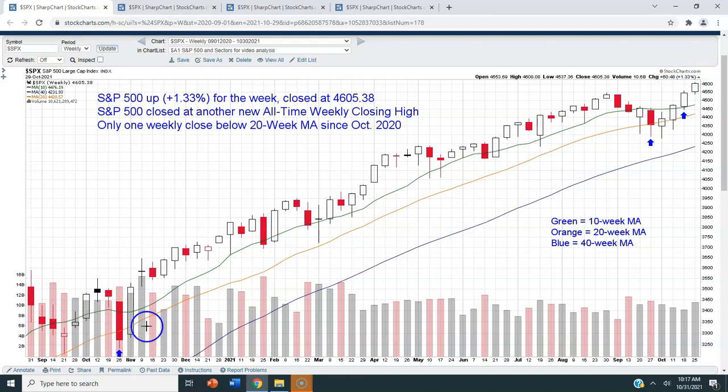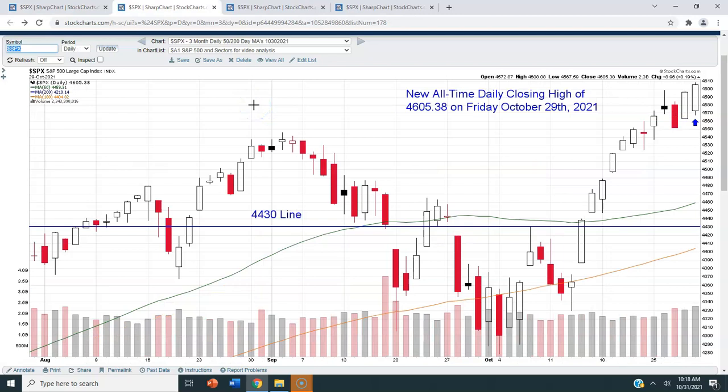But the last time we had any trading below the 20-week moving average was a year ago, back in October and the first part of November of 2020. So it shows you just how strong this stock market has been. And so, guys, as the old-timers say, let the trend be your friend and don't fight the trend.